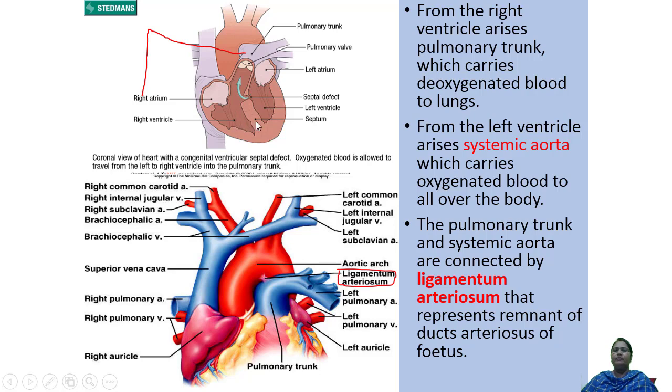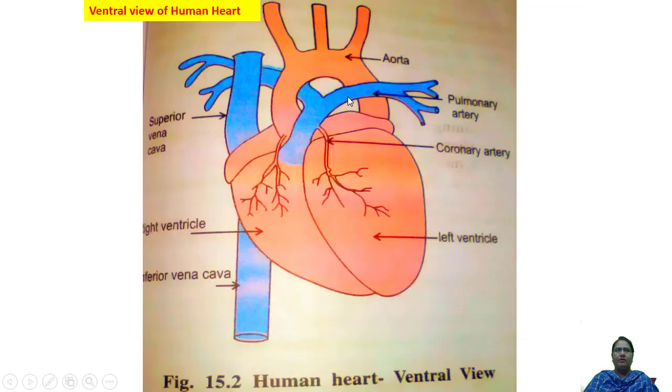Then from the left ventricle arises the systemic aorta, which carries oxygenated blood all over the body. Here this is the pulmonary trunk, and this is the systemic aorta. It is connected to the ligamentum arteriosum that represents a remnant of the ductus arteriosus of the fetus. A remnant means remaining, the remaining part of the fetus.